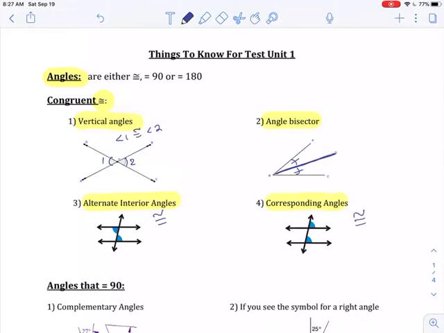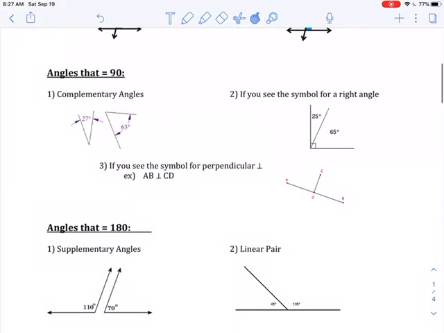So you'll have some that have pictures and the angles will be there, and you have to decide, are they congruent or do they equal 180? Do they equal 90? What's going on? Angles that equal 90. Complementary angles equal 90. So these are all angles that equal 90. If I see this symbol right here, that symbol means that it's a right angle. And another symbol is this perpendicular sign right there. So that upside down T means perpendicular, and perpendicular lines form right angles. So if I tell you AB is perpendicular to CD, you go ahead and put the symbol for a right angle right there.